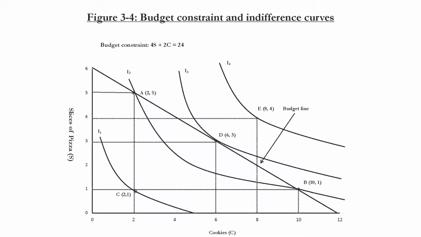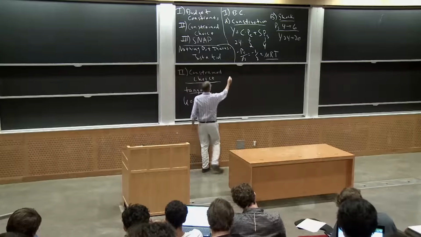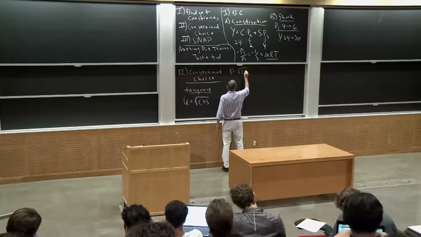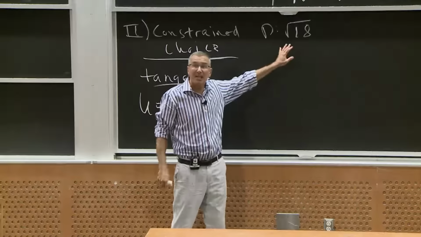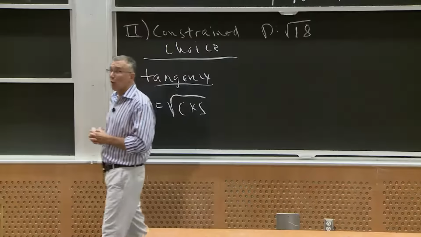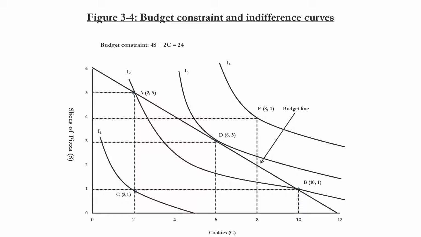I just taught you that. So you just draw both, and you find the one with the tangency. So the optimal choice is going to be at point D. That's the farthest possible indifference curve that can be reached given your budget. And point D gives utility of square root of 18. Now, once again, that number is meaningless, but it's useful in an ordinal sense, which lets us ask, well, could we do better at another point?